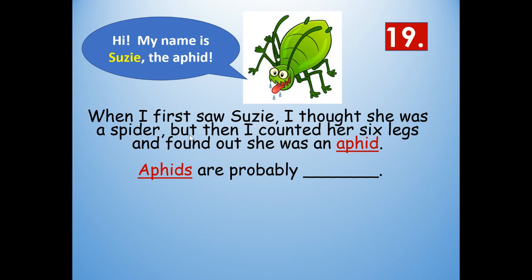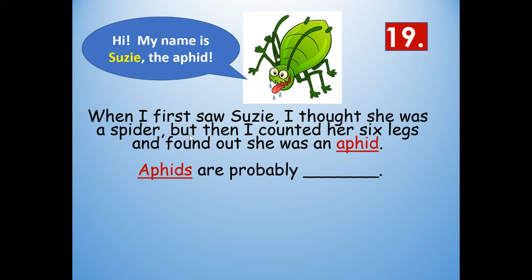19. It says, hi, my name is Susie the Aphid. That's what the aphid is saying. Hi, my name is Susie the Aphid. When I first saw Susie, I thought she was a spider. But then I counted her 6 legs and found out she was an aphid.